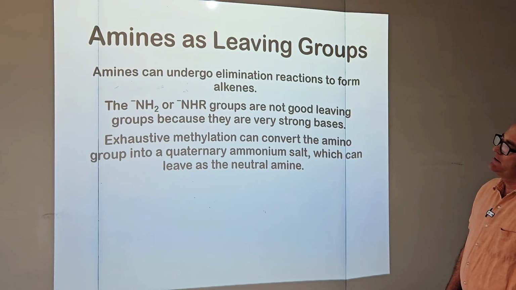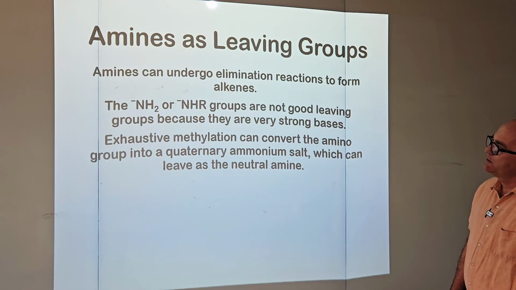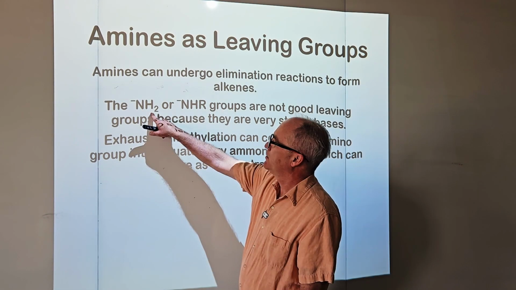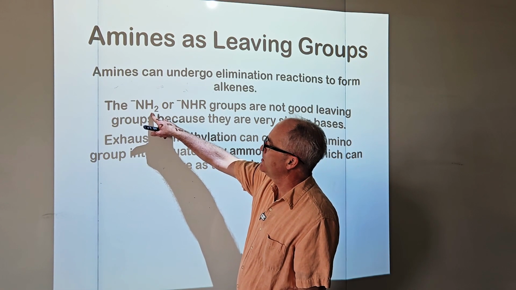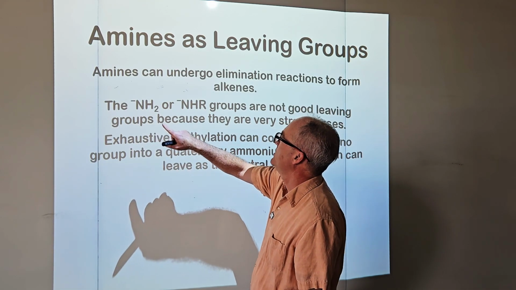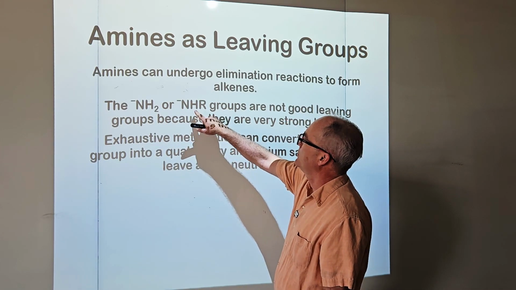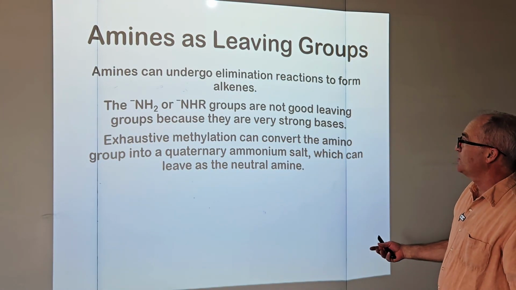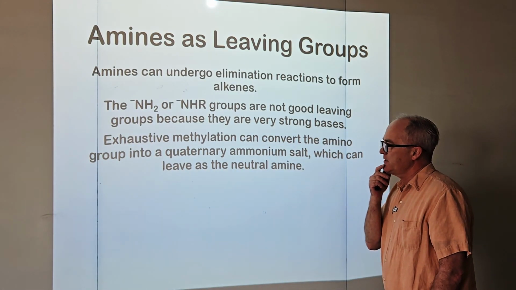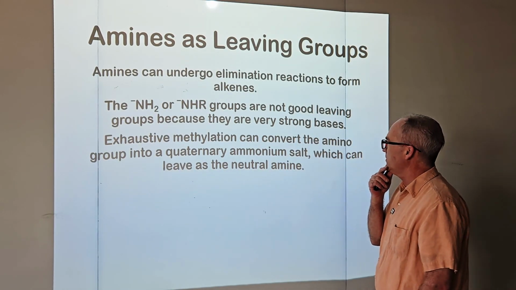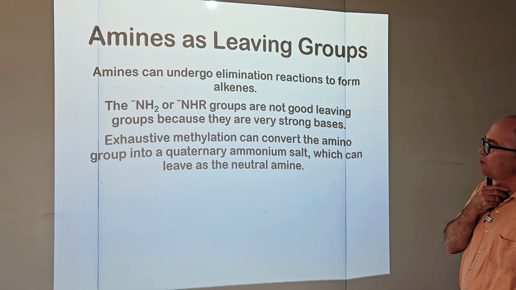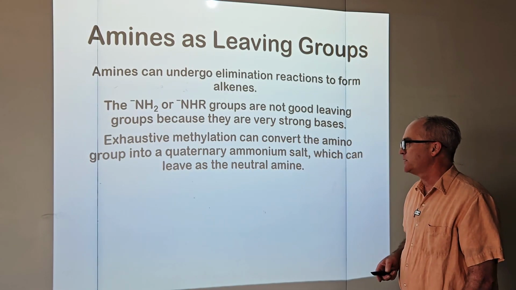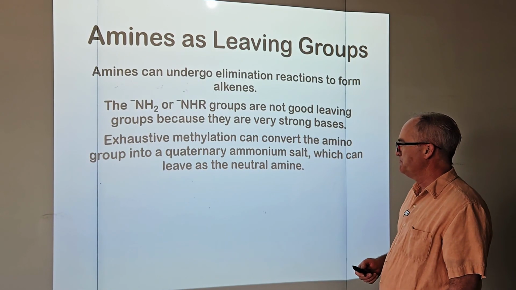Amines as leaving groups. Amines can undergo elimination reactions to form alkenes. Notice this looks like that strong base we use in our acetylene chemistry. That would be an alkylated version of the same thing. Amino groups are not good leaving groups because they're super strong bases. Exhaustive methylation can convert the amino group into a quaternary ammonium salt, which can leave as the neutral amine.